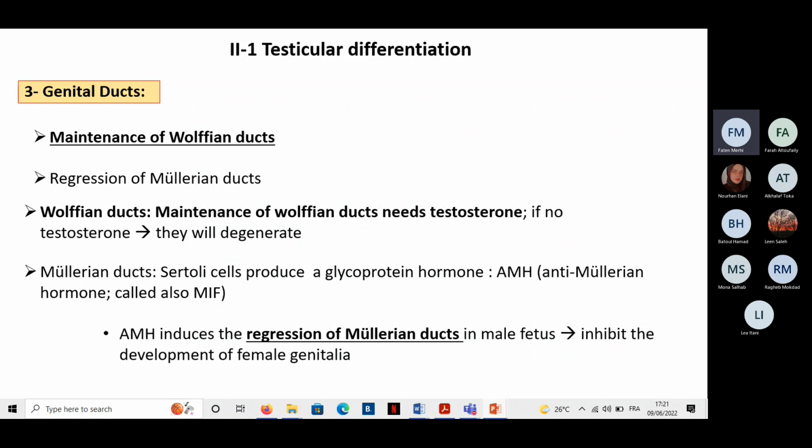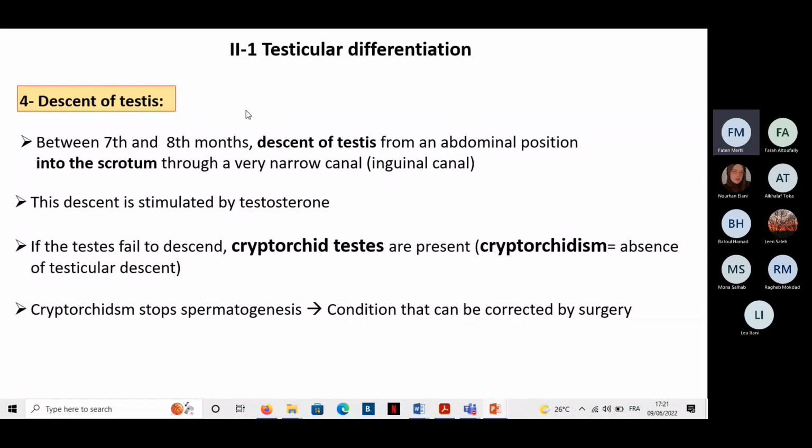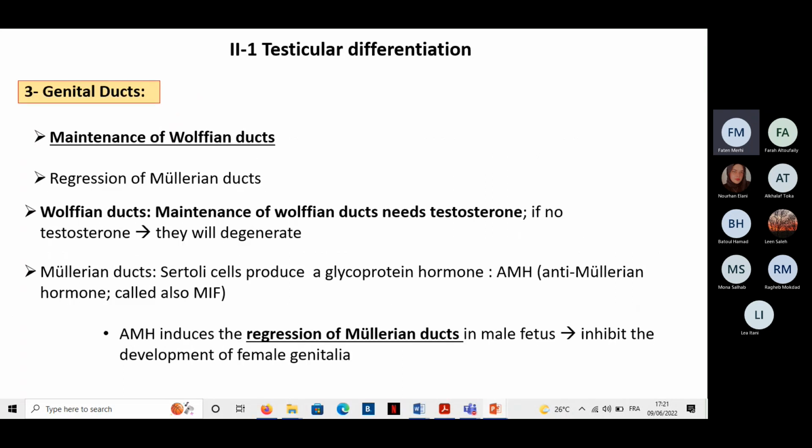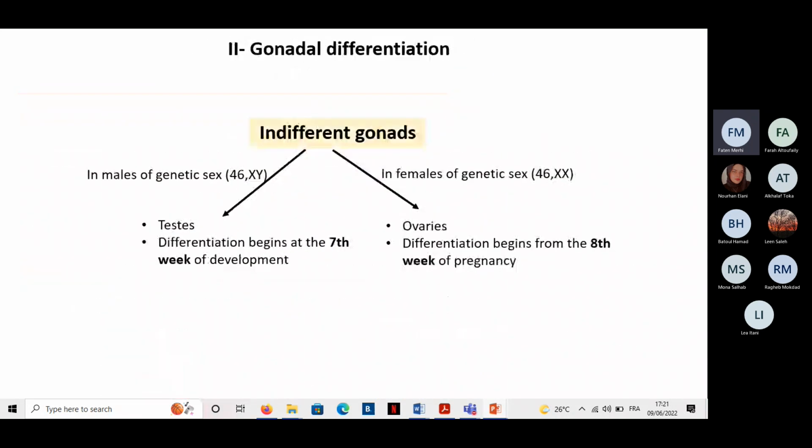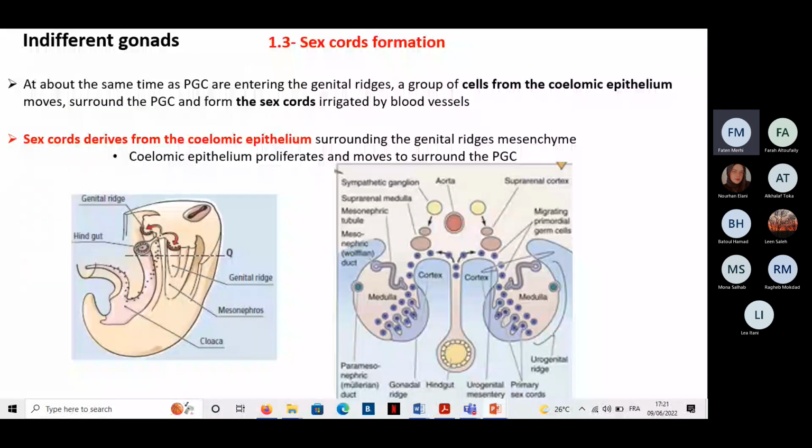Okay. Now, the last step during the male gonadogenesis is the descent of testis. As we have said, the gonads are formed as genital ridges in the back of the abdominal cavity. They are formed in the back of the abdominal cavity in both sexes. But as you know, the testes are not situated in the back of the abdominal cavity in adults or in the children. They are situated in the scrotum.